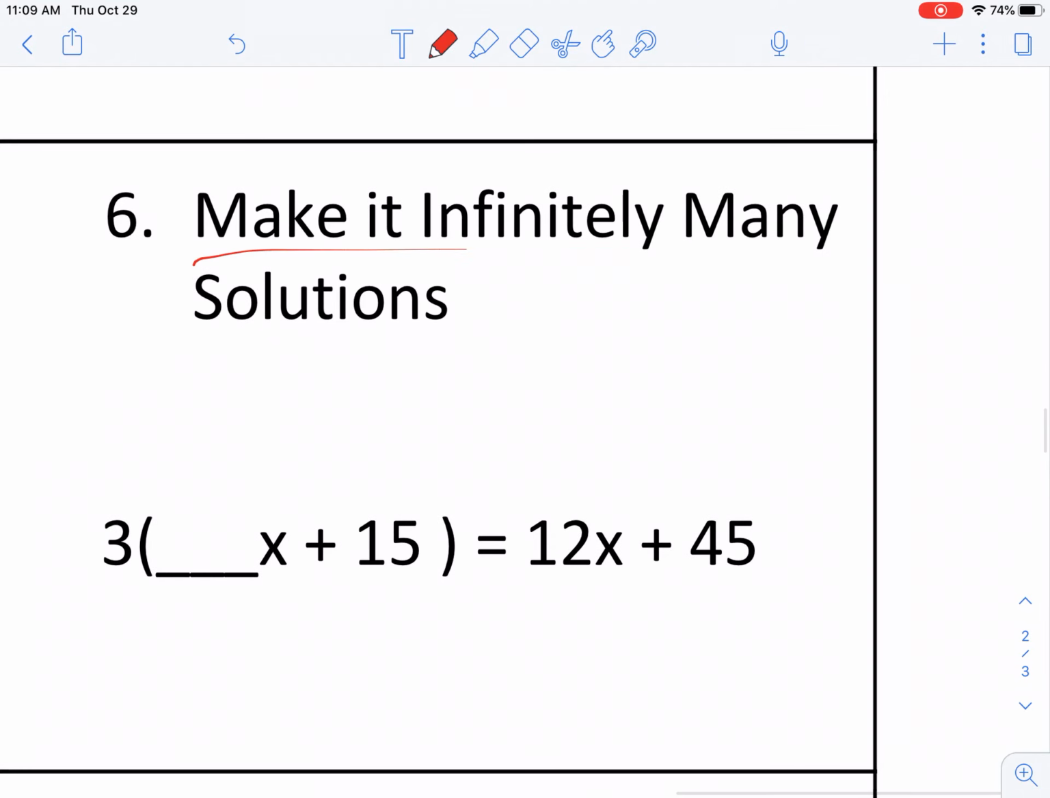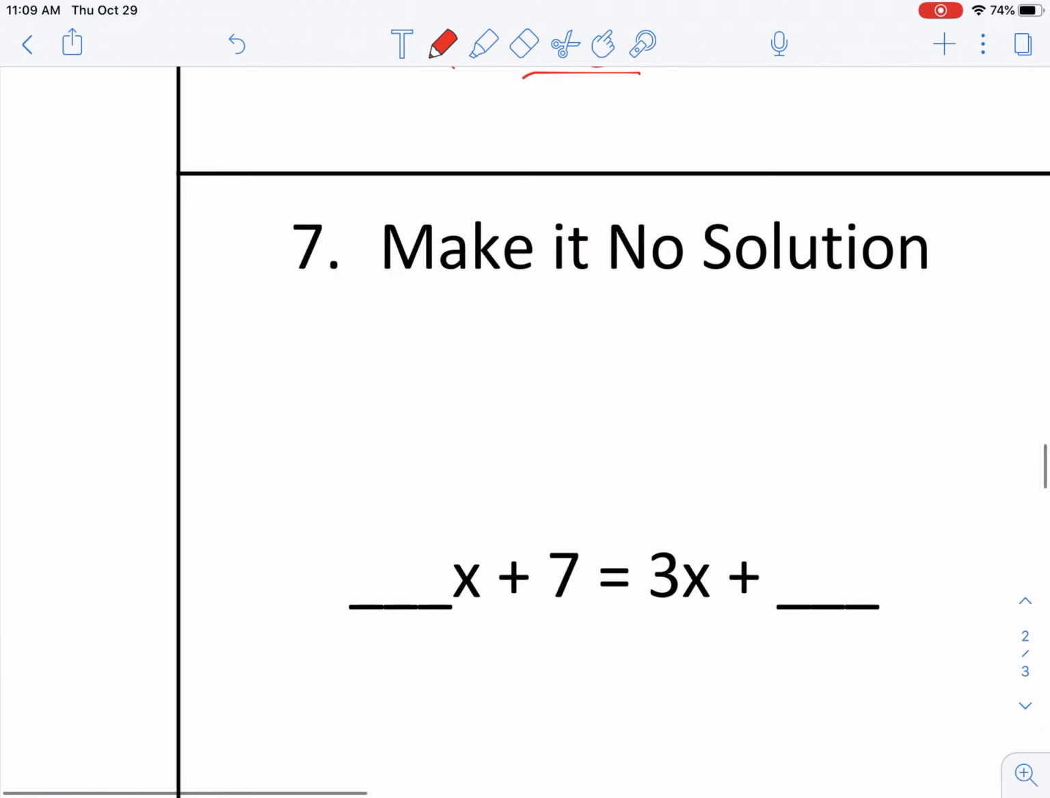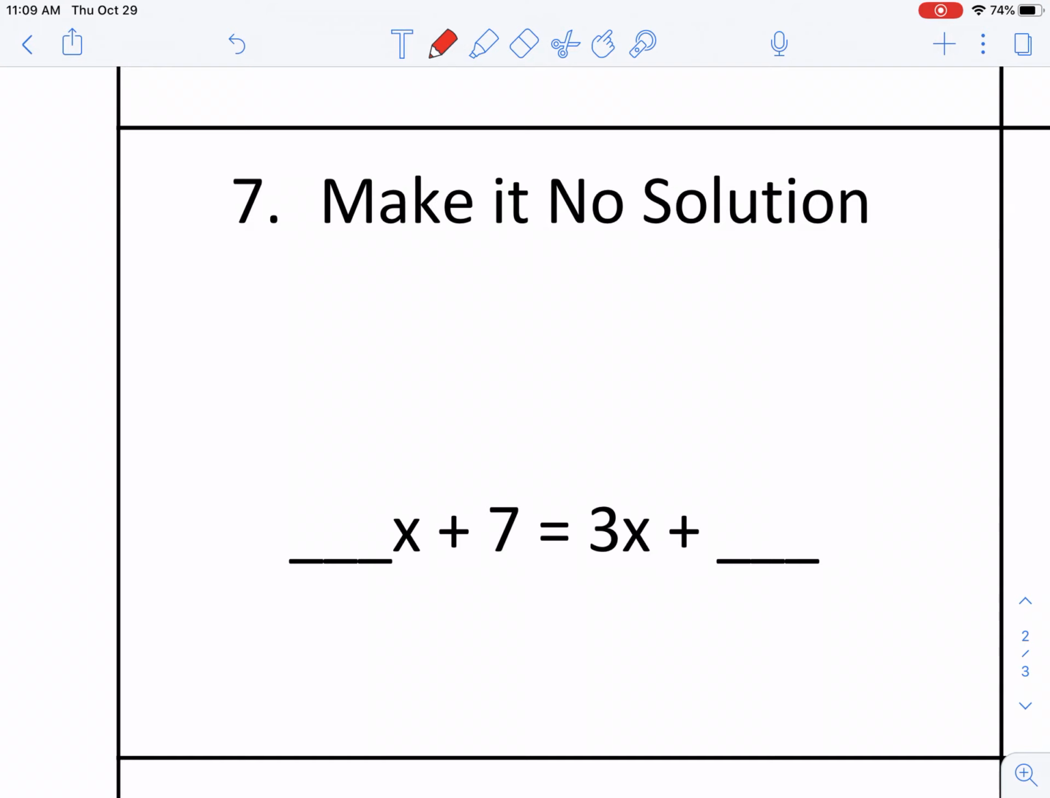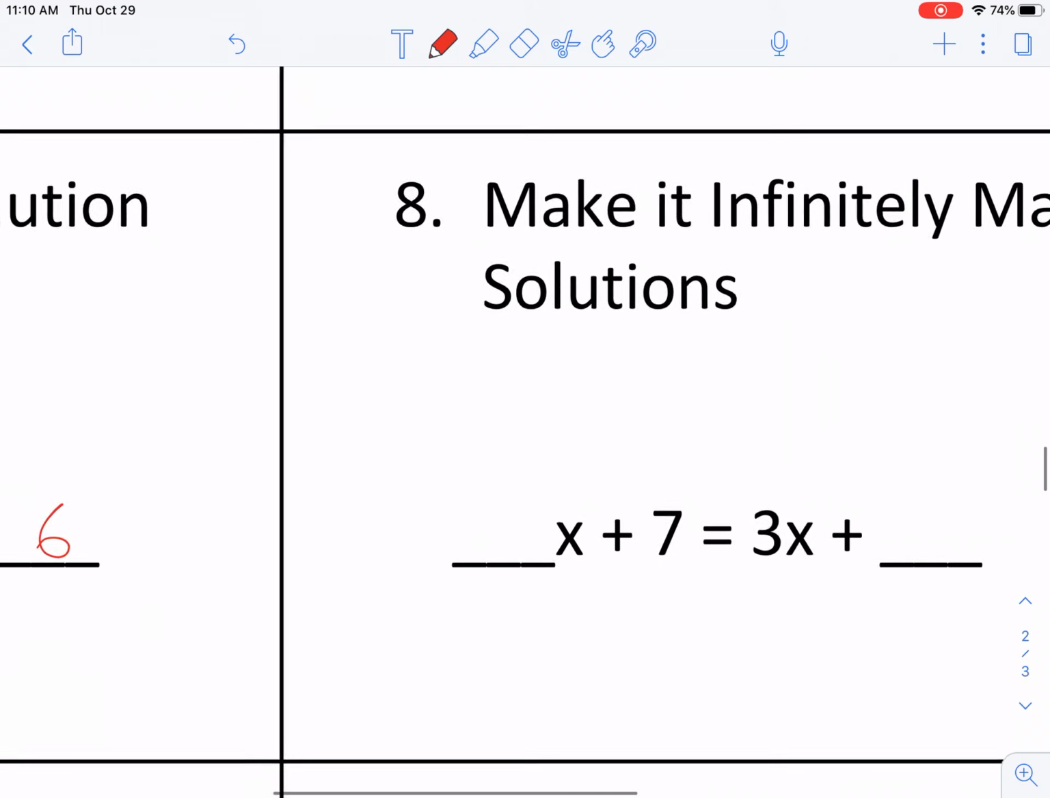Again, to make something infinitely many solutions, what has to be true is it has to be the same variable. So 3 times what equals 12? Well, 4. To make it no solution, this has to be 3 because it's given to us right here. Because this is 7, this blank space can be any number but 7, so we'll put 6.